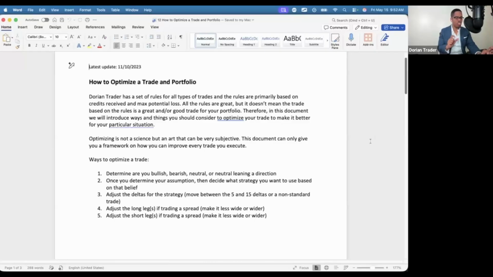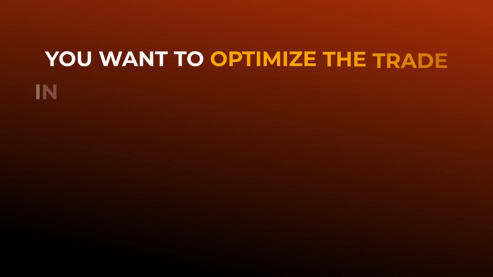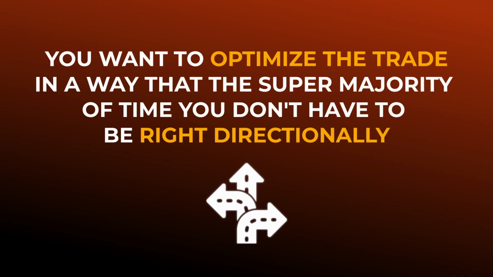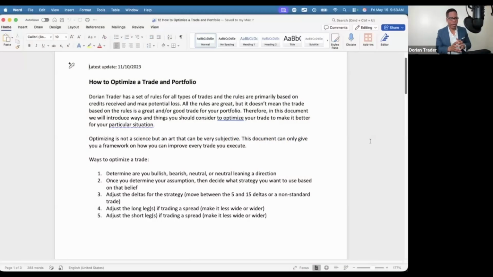If you buy a call, just a straight out call, if it doesn't go up, you're going to lose on that. But if you, for example, sell a put spread, well, it can still go down as long as it doesn't go down a lot. The way we trade it here at Dorian Trader, you're going to still win. So you want to optimize the trade in a way that the supermajority of the time, you don't have to be right directionally. Set the trade up correctly.